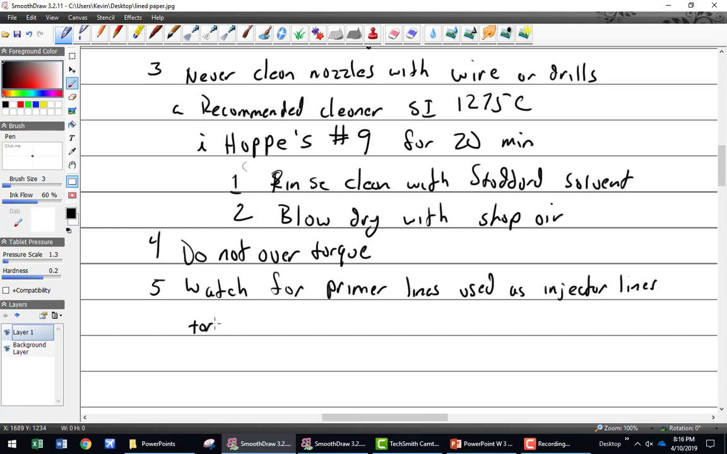What do you mean by watch for the primer lines? Inspect for. Oh. Inspect that somebody put the wrong line on. If you have three lines that look like one and one that's different, question it. People do crazy things.